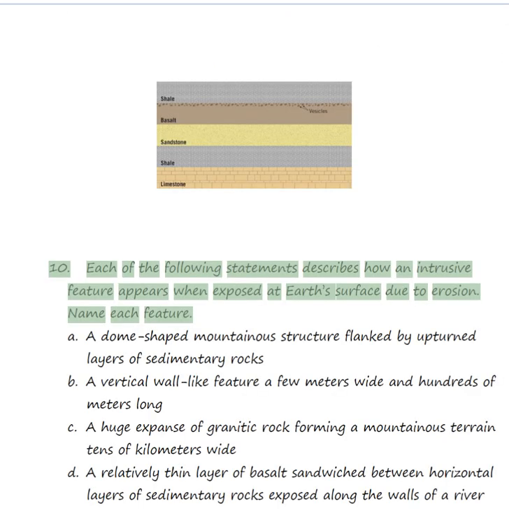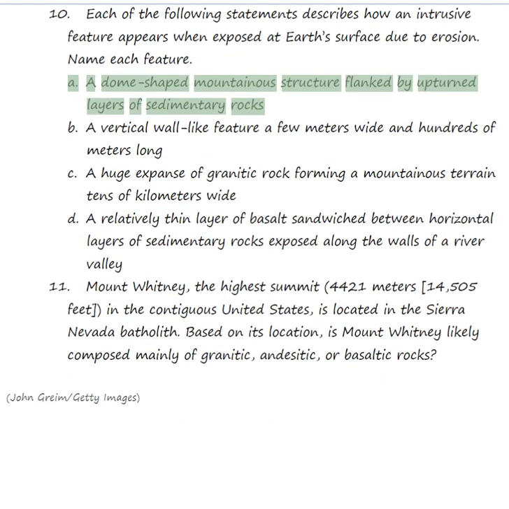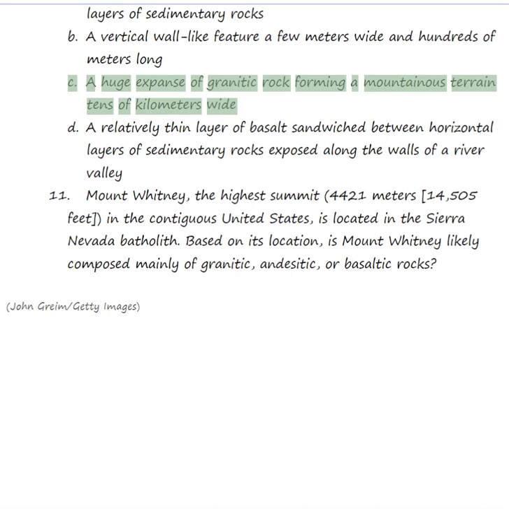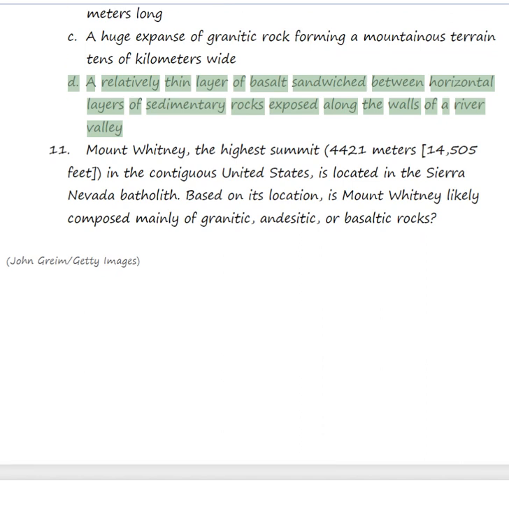10. Each of the following statements describes how an intrusive feature appears when exposed to Earth's surface due to erosion. Name each feature. A. A dome-shaped mountainous structure flanked by upturned layers of sedimentary rocks. B. A vertical wall-like feature a few meters wide and hundreds of meters long. C. A huge expanse of granitic rock forming a mountainous terrain tens of kilometers wide. D. A relatively thin layer of basalt sandwiched between horizontal layers of sedimentary rocks exposed along the walls of a river valley.